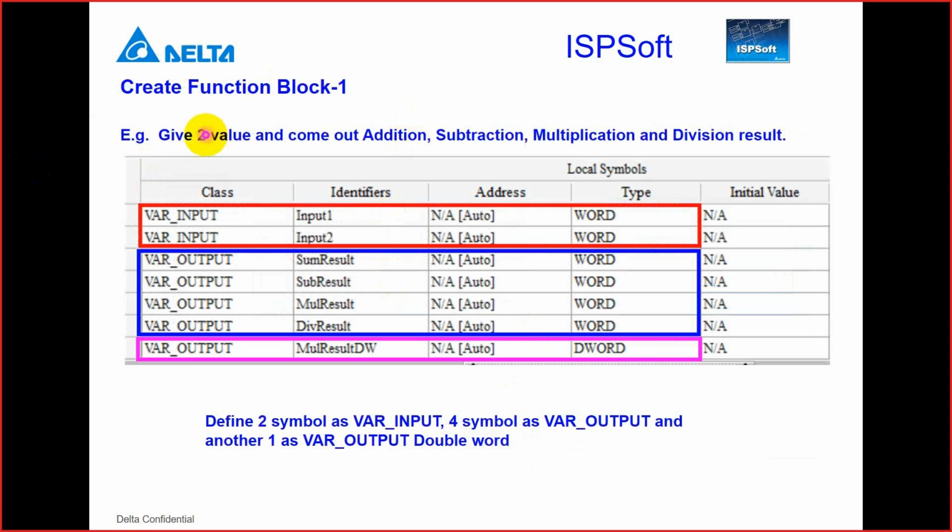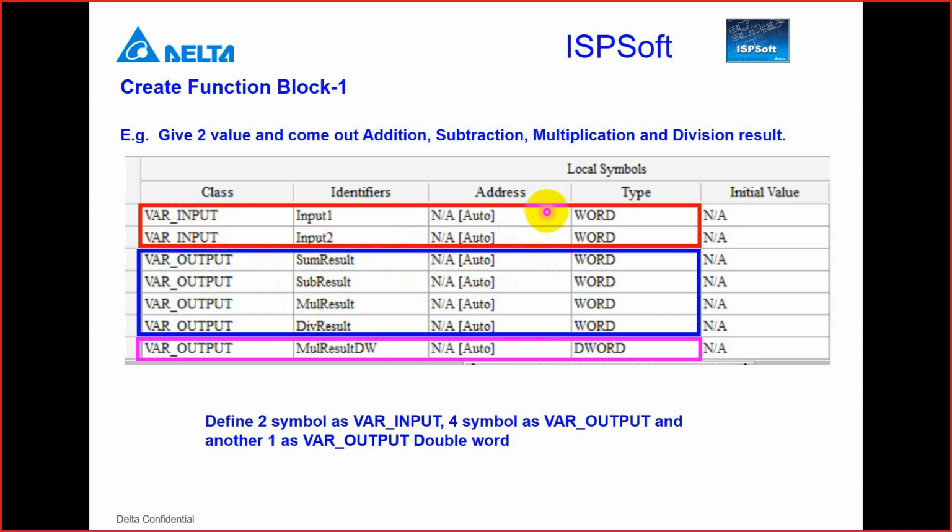Okay, then here I will give an example of how to create a function block. You can see here, we will give two values, and then the addition, subtraction, multiplication, and division results will come out. So here we have to define two input symbols or variables. Remember, later we have to create the class with two input variables.